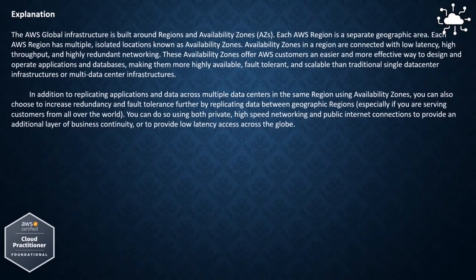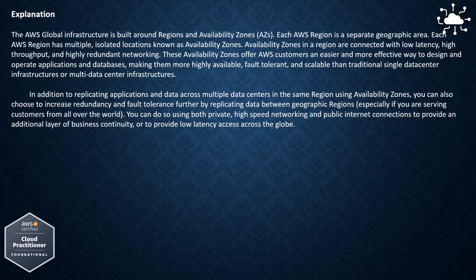Explanation. The AWS global infrastructure is built around regions and availability zones, AZs. Each AWS region is a separate geographic area. Each AWS region has multiple, isolated locations known as availability zones. Availability zones in a region are connected with low latency, high throughput, and highly redundant networking. These availability zones offer AWS customers an easier and more effective way to design and operate applications and databases, making them more highly available, fault-tolerant, and scalable than traditional single data center infrastructures or multi-data center infrastructures.